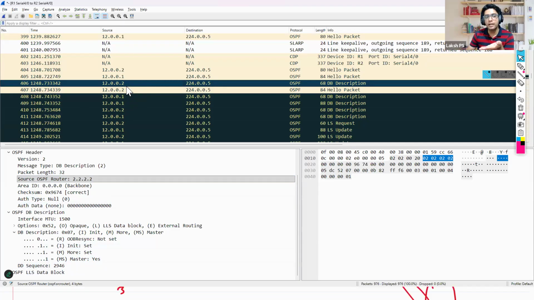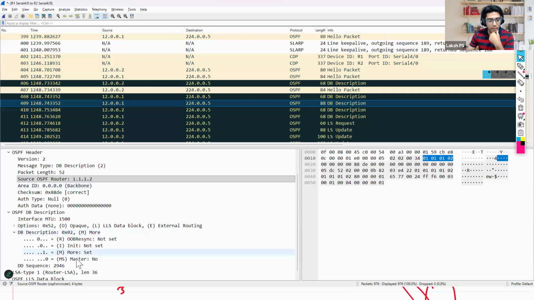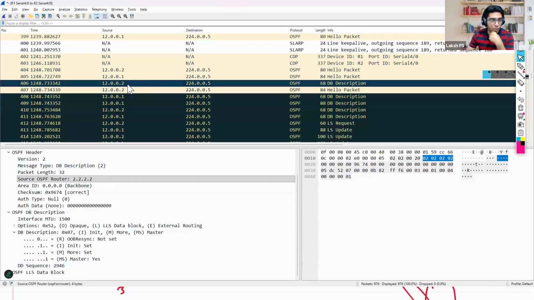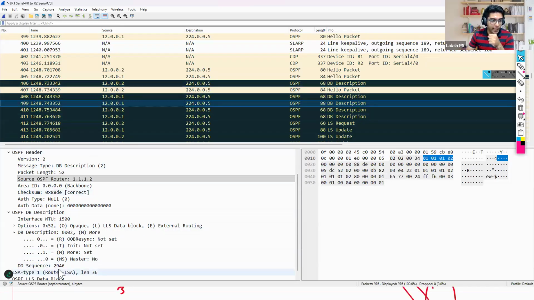Then R1 realizes that it is not the master because R2's router ID is higher. So over here you can see R1 immediately says I am not the master. And what DBD sequence number is it using? 2946. 2946 was the DBD sequence number of R2. You can see here, R1's DBD sequence number was 2889, R2's was 2946. In the next message, R1 agrees with R2's DBD sequence.